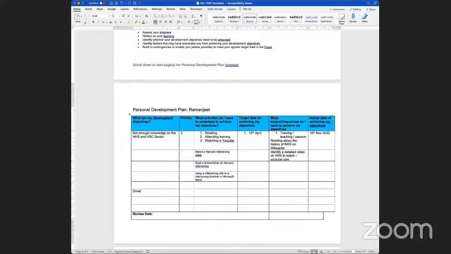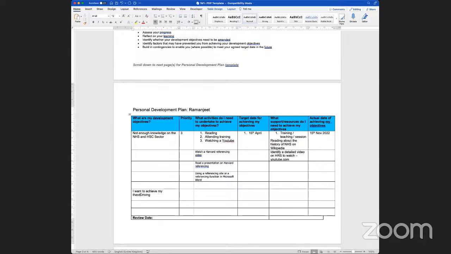A simple example would be, say, driving. Just a simple example, digressing from relating it to the health and social care sector. What I want to do is achieve my theory and practical test for driving. Now, this is my weakness because I'm currently not able to drive. I have to take a bus or tram to travel to my place of work. So I want to complete my theory test and practical test, and I want to achieve that.